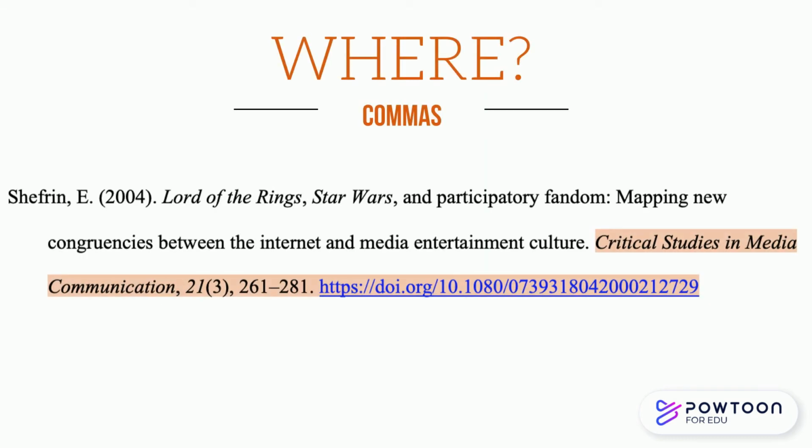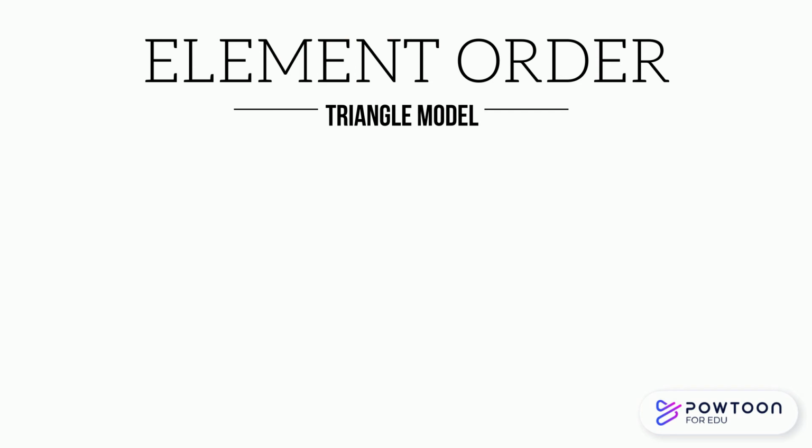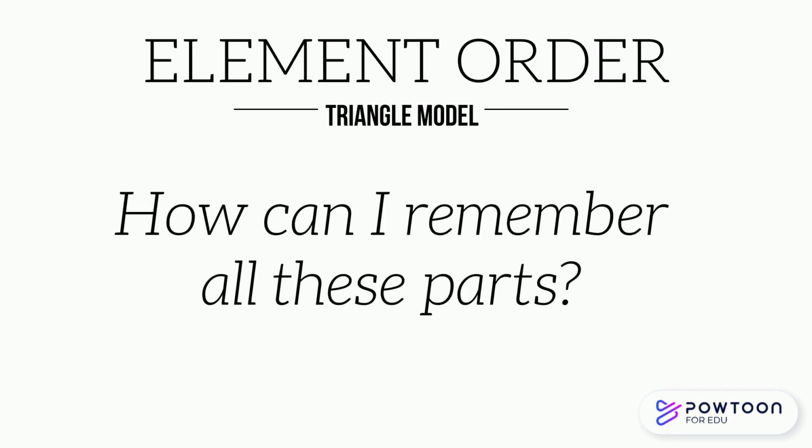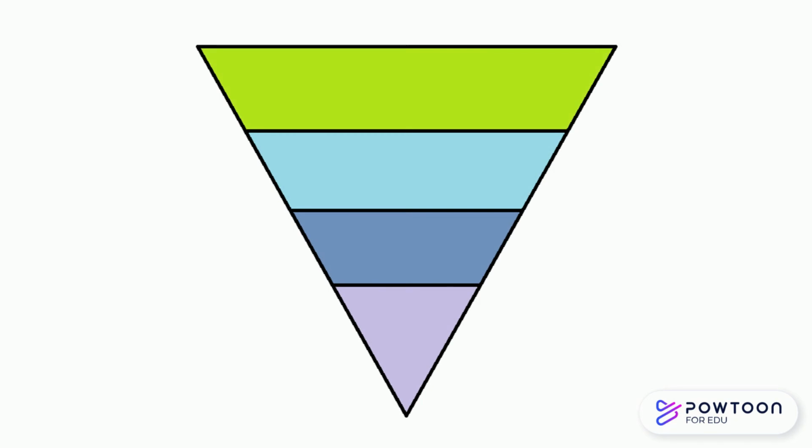When looking at the source as a whole, note how there are commas separating the title from the volume and issue numbers and the page numbers. If you are having a hard time remembering the order for formatting the where section, think of it like a pyramid shape or a funnel that gets narrower and more specific as you go.